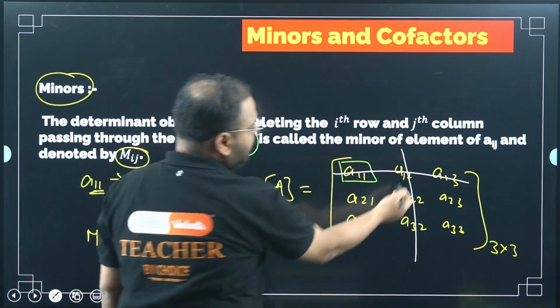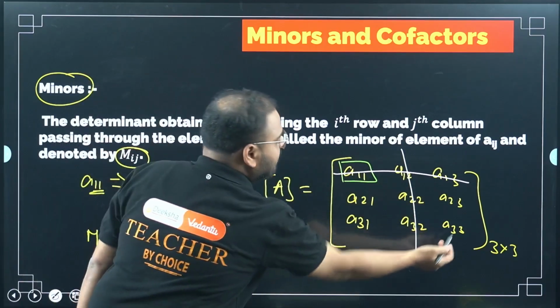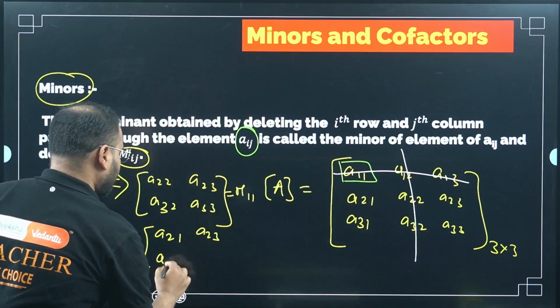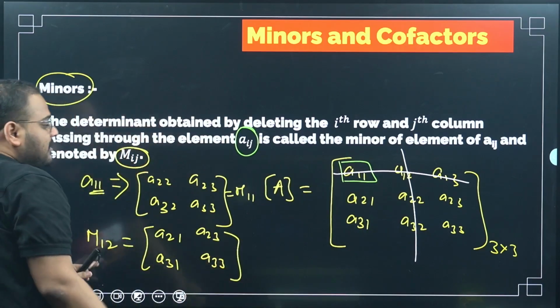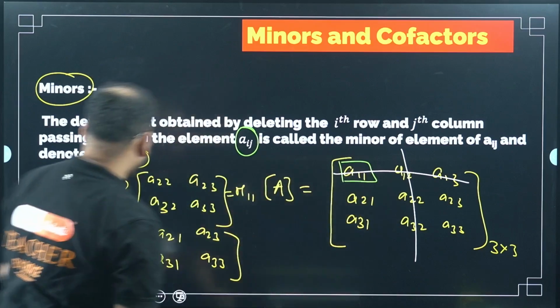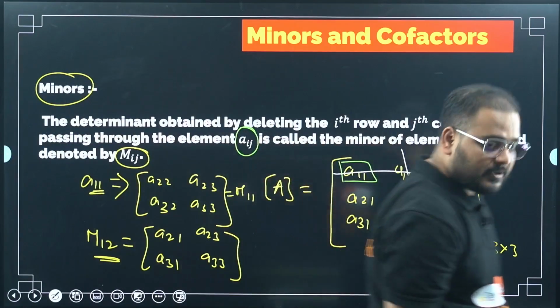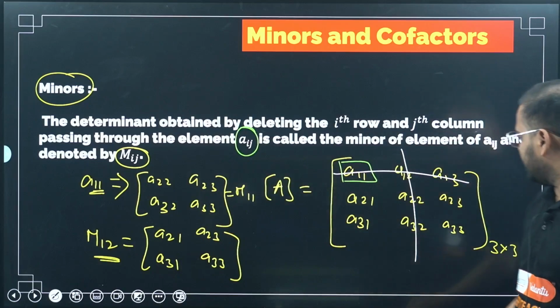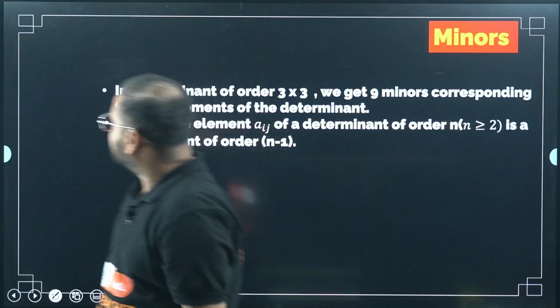So if I do that for A12, I'll write A21, A23, A31, A33. This will be my minor across the element A12. So I write it as M12. I hope this is clear. You can see this, right? Alright, sir. Moving on. This is for minor.